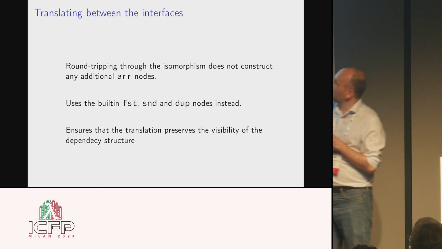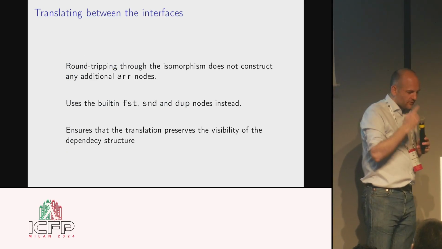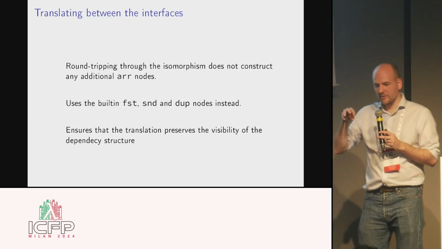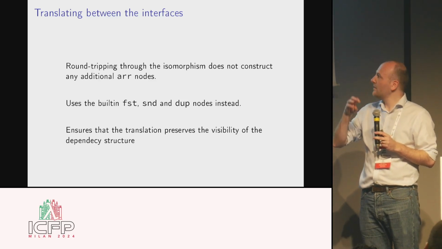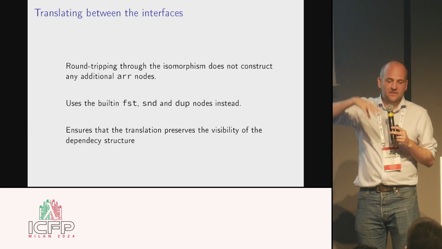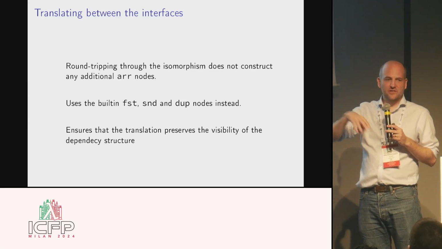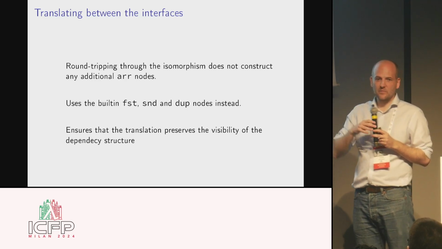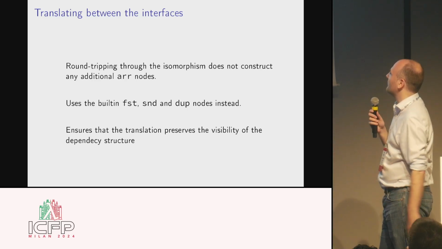One important point about the isomorphism: round-tripping through it doesn't build any Arrow nodes. It's just using first, second, and dup. That means that any dependency structure that was visible in the original computation is still visible in the output, which is very important for getting the things to be the same performance-wise.